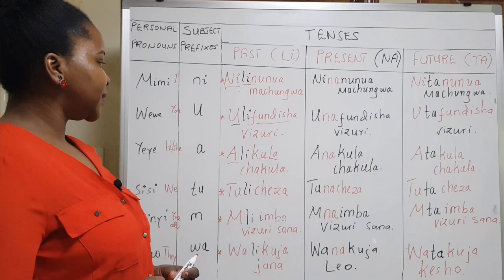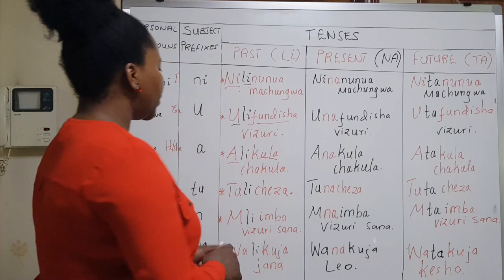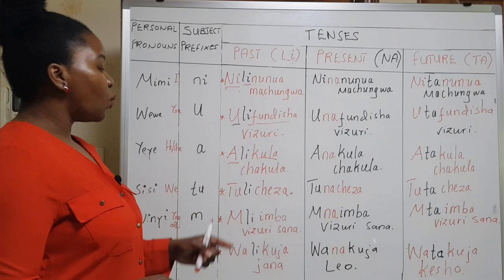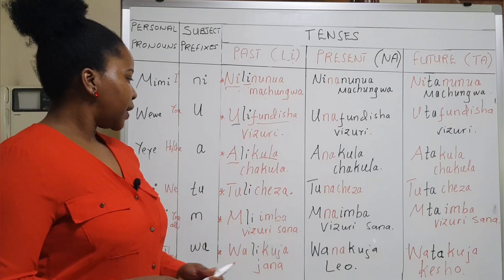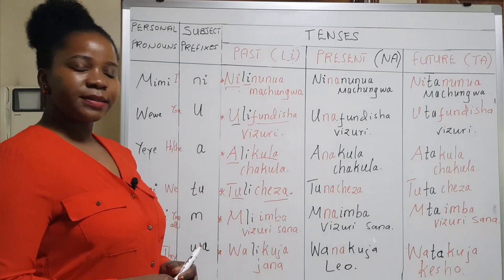Another example is tulicheza. Tu represents personal pronoun sisi, which in English means we. So tulicheza means we played. Okay, so tu is for the personal pronoun sisi, li represents the past tense, and cheza is the verb.